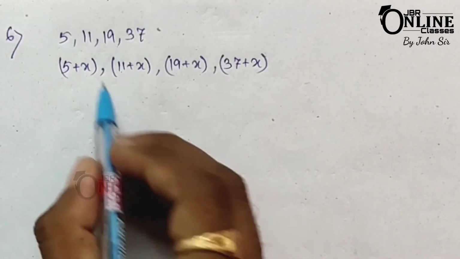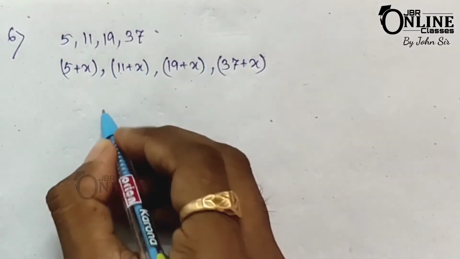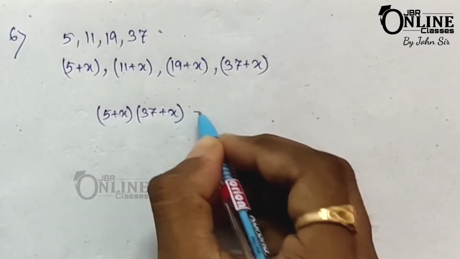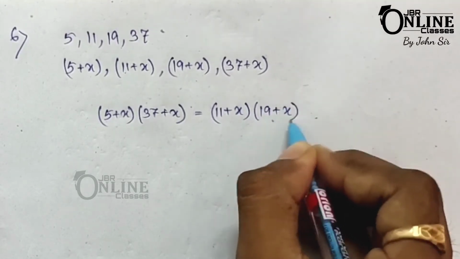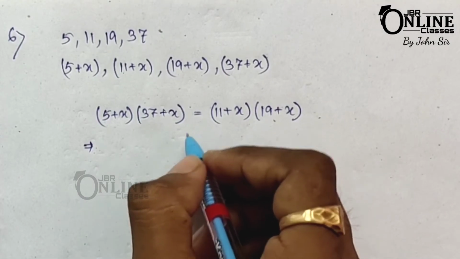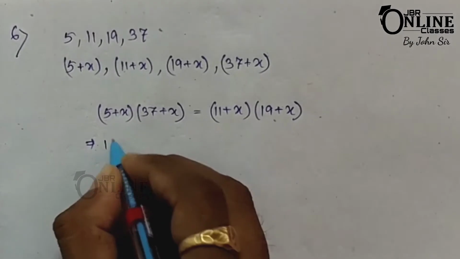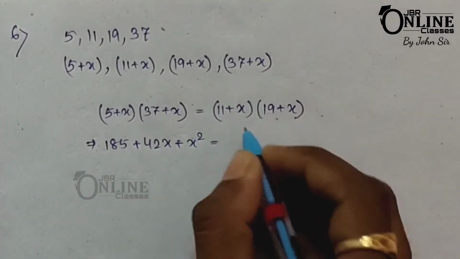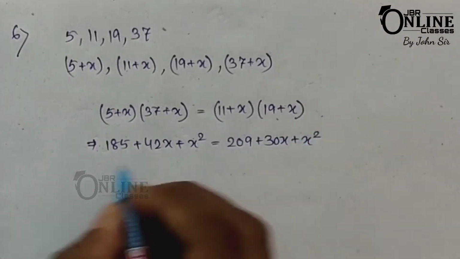Now as I said before, if these four numbers are in proportion, then the multiplication of the first and the last number, that means 5 plus x into 37 plus x, is equal to the multiplication of the second and third number. Okay, so now you have to multiply these numbers and form a quadratic equation. So after multiplication you will get 185 plus 42x plus x square on the left hand side, and here 209 plus 30x plus x square on the right hand side.